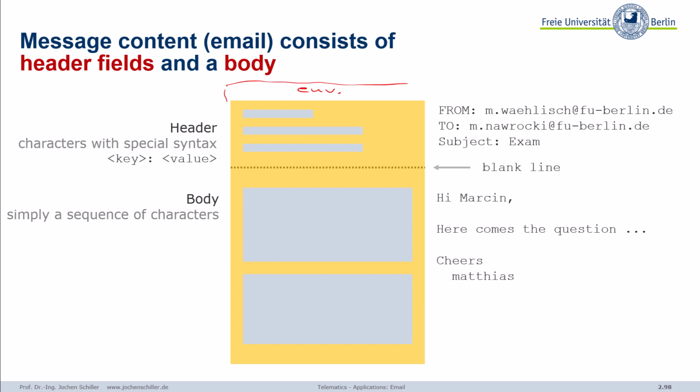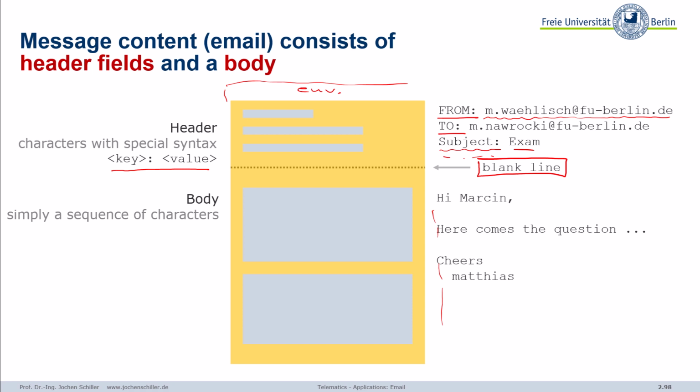The header has a special syntax. It's a key value pair. For example, the key is from, and then the value is the email address of my colleague. And then there's to, that's the key, and some value. And then you have subject, exam, etc. And then you can have many more, as we will see. And then important, we have a blank line separating the header from the body. And the body is simply a sequence of characters. You can write whatever you like here. Okay, that's the basic setting.